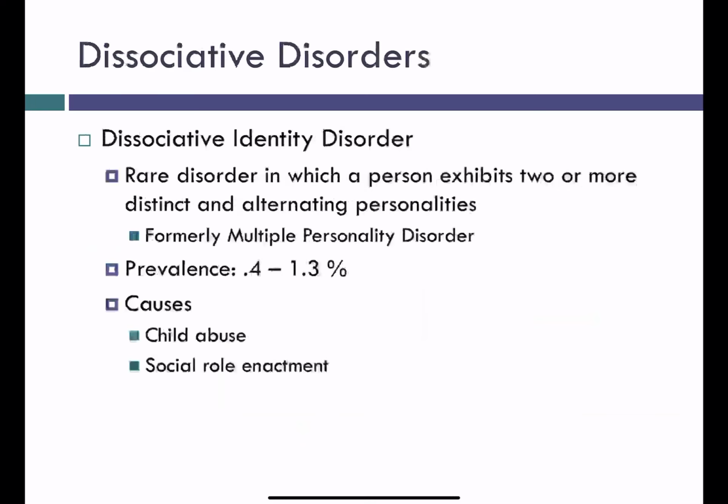Okay. The next group of disorders is dissociative disorders. Dissociative disorders in general involve disorders in which conscious awareness is separated or dissociated from previous memories, thoughts, and feelings. In general, these disorders are pretty rare, particularly this first one, dissociative identity disorder. In dissociative identity disorder, a person exhibits 2 or more distinct and alternating personalities. This used to be called multiple personality disorder. Prevalence is very low, and this is really a pretty controversial diagnosis.